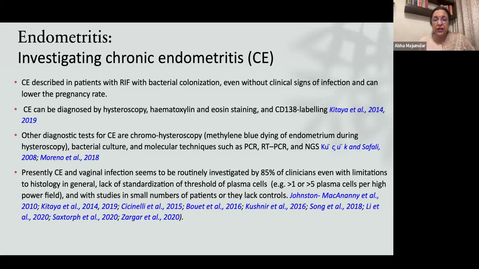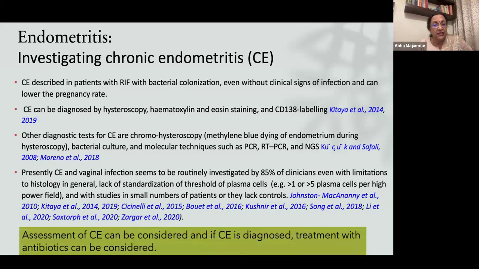Lack of standardization of threshold of plasma cells. We don't have standardization of how many plasma cells should indicate that this is high. Should it be more than one, or should it be more than five? And with studies with small numbers of patients which have no controls, still we are tending to treat and investigate for this. So assessment of chronic endometritis can be considered, and if CE is diagnosed, treatment with antibiotics can be considered. But here I would not say that assessment of tuberculosis can be considered. And if it is diagnosed on these tests, treatment with ATT should be considered.